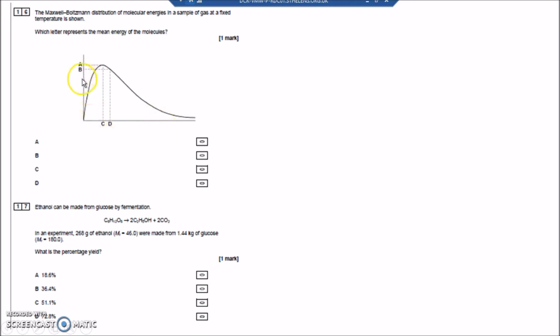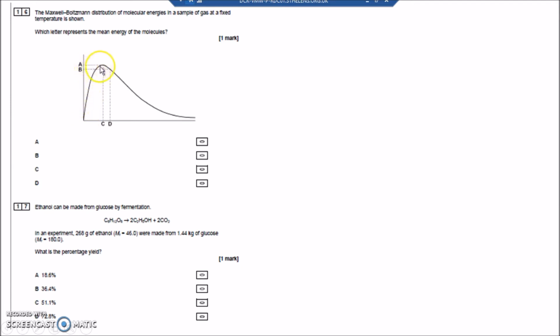A and B would be the number of particles. So immediately you're down to C or D. Now the question is, at the height of the peak here, this is the energy. C is the energy that most particles have. These number of particles going up the side, you can see most particles at the peak.